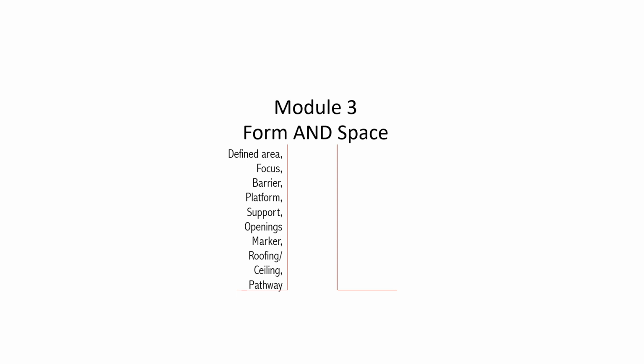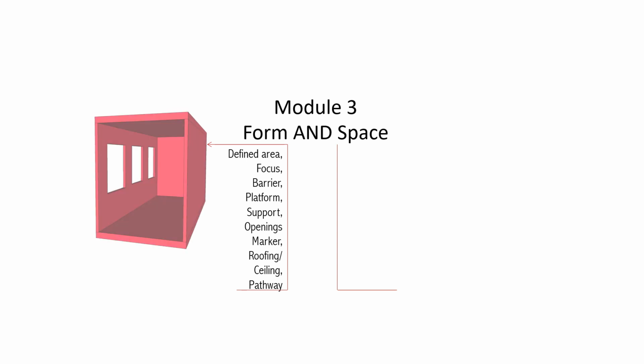What focus is in the interior is marker for the exterior. So what catches the attention from the outside is what we call a marker. So also the roofing or ceiling and pathways. So these elements of form are physical, are visual. They are what we can regard as the quote-unquote Lego pieces which we arrange and combine in order to form a structure. So they're more physical, they are more tangible.